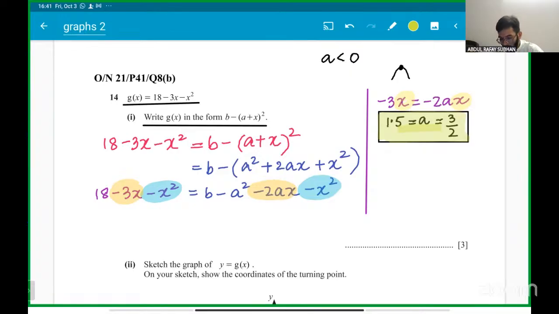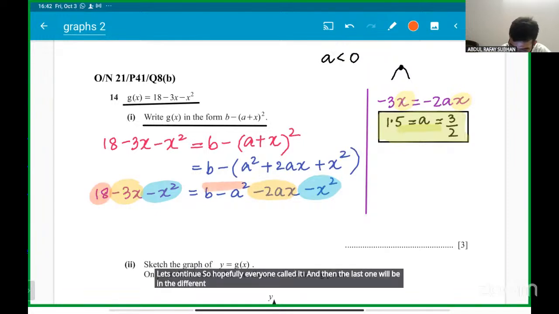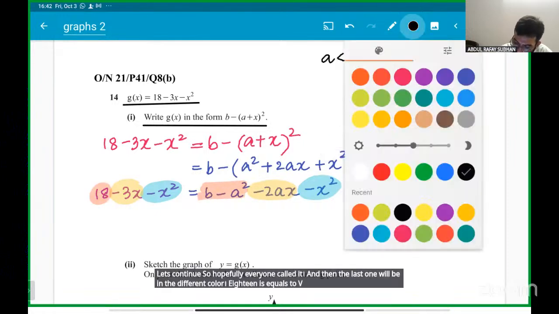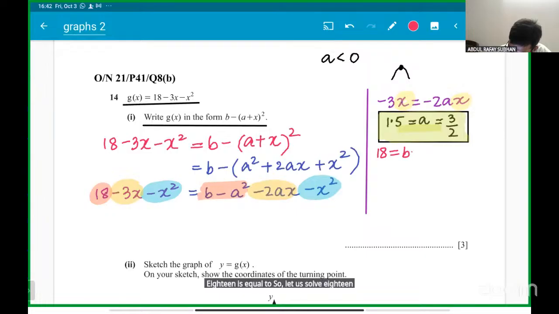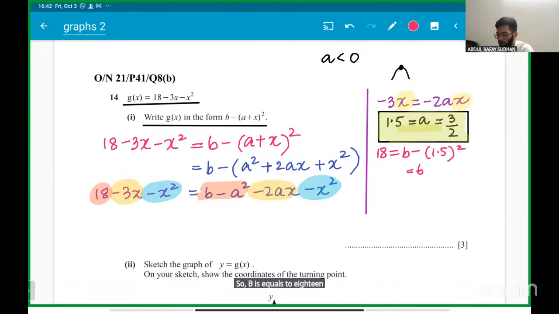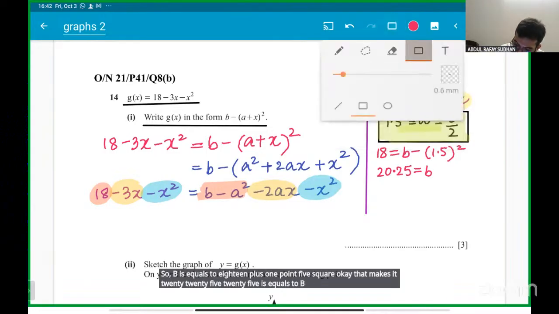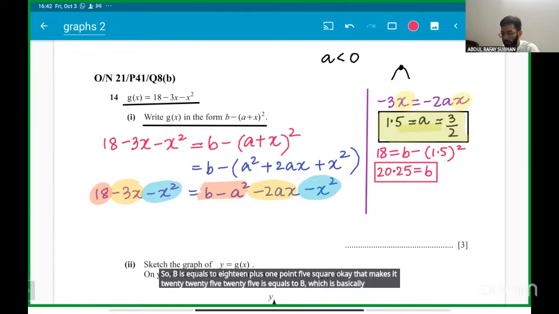Yes, let's continue. So hope everyone got it. And then the last one will be in a different color: 18 is equal to b minus a square. So let's solve. 18 is equal to b minus a square, or you can do it with 1.5 square. So b is equal to 18 plus 1.5 square. Okay, that makes it 20.25. So 20.25 is equal to b.